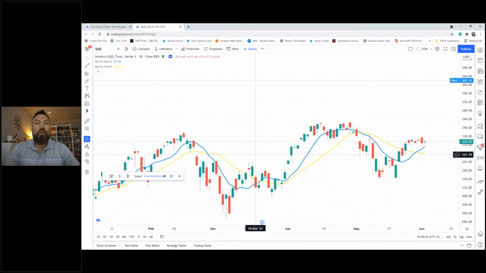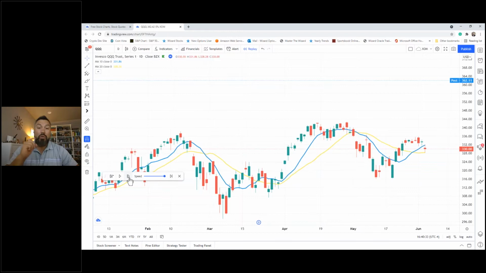So you can see here, see how we're coming up against this trend line on the 2nd of June? See how we broke below it? Where did we bounce? We bounced off of the 20 moving average.